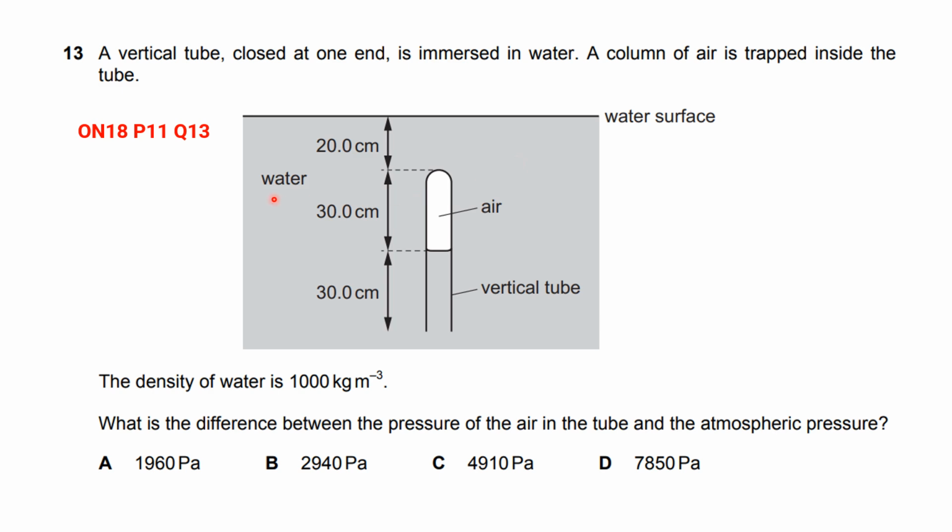This is the last question and I hope you are still here. This is from October-November 2018, paper 11, question 13. A vertical tube closed at one end is immersed in water. A column of air is trapped inside the tube. The density of water is 1,000 kilograms per cubic meter. What is the difference between the pressure of the air in the tube and the atmospheric pressure?